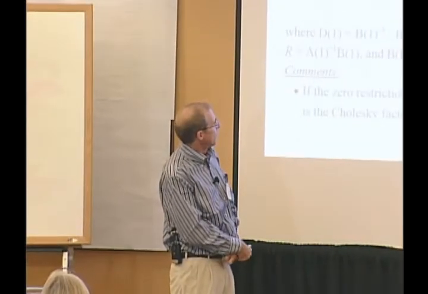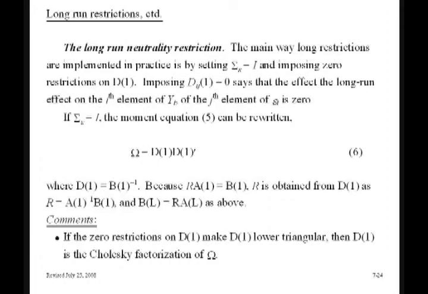So now the problem is somehow solving for D of 1, and then using that solution to get R. Here's the easy way to think about it. If there are 0 restrictions and this is lower triangular, then that just says that D of 1 is the Cholesky factorization of omega. We can observe omega, so you compute D of 1 as the Cholesky factorization of omega, and from that you can then compute R. So that's the basic idea of estimation and identification for long-run neutrality.